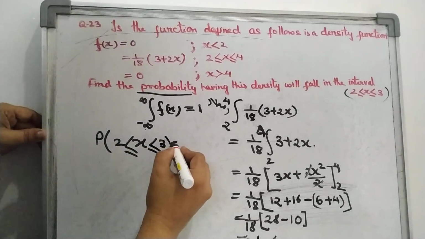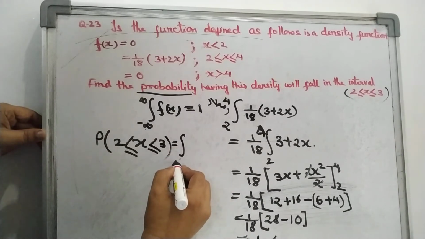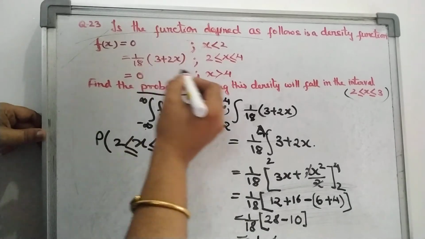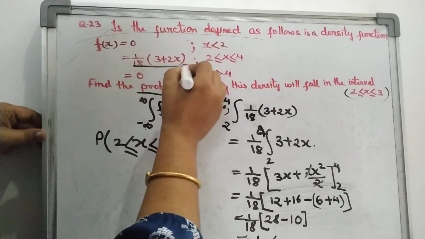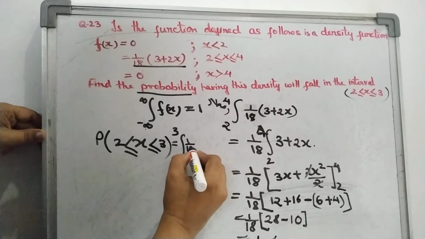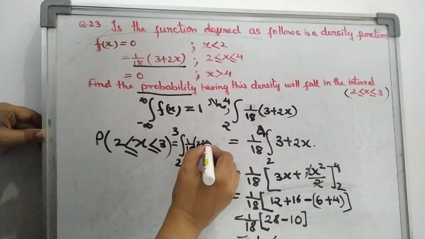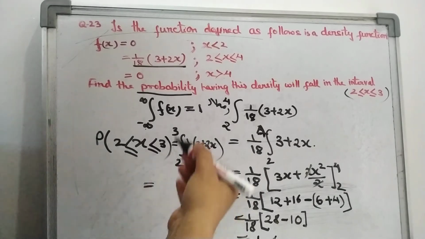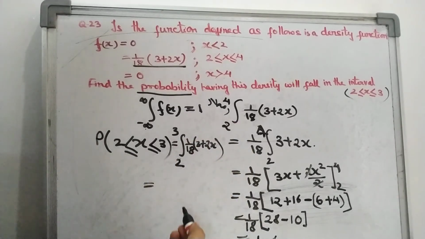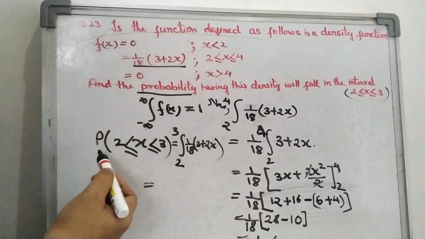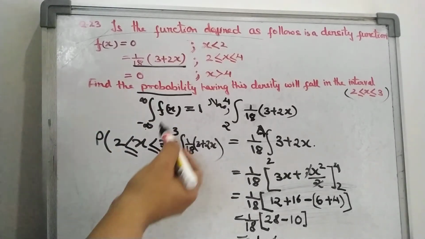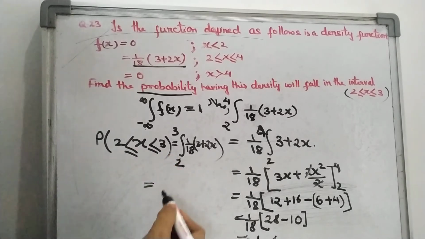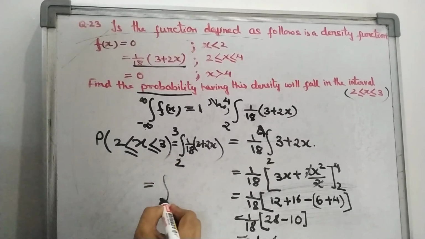So what do we write for this, from 2 to 3? The function on 2 to 4 is this, so we take (1/18)(3 + 2x). Then we do the integration and put the upper limit and lower limit, and you will get the probability of this density function lying in this interval 2 to 3. So just integrate it.